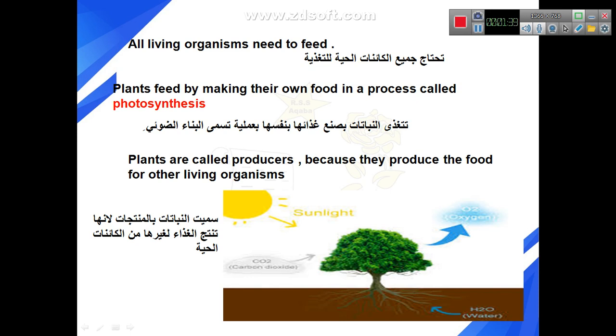Plants, now we are going to start with plants. Plants, we all know that they make their own food by the process that we call photosynthesis.